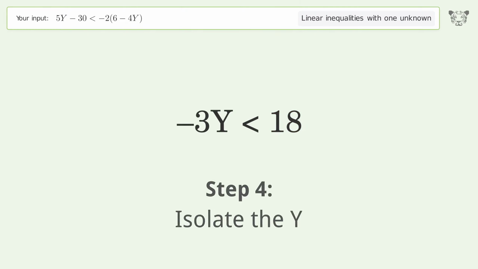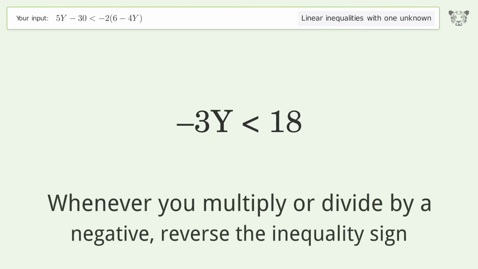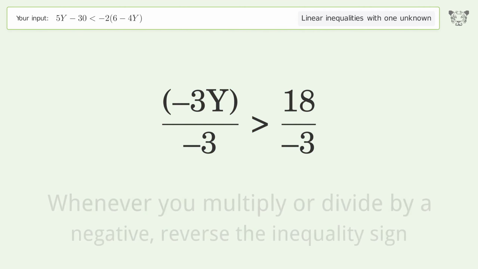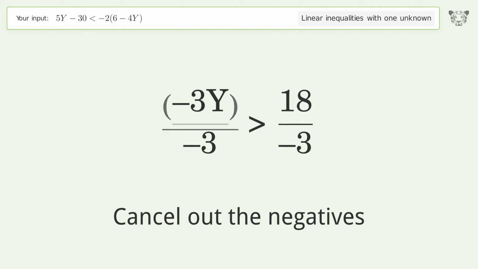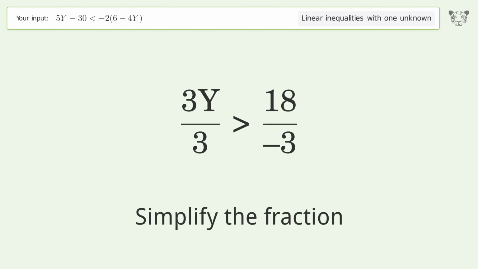Isolate the y. Divide both sides by -3. Whenever you multiply or divide by a negative, reverse the inequality sign. Cancel out the negatives. Simplify the fraction.